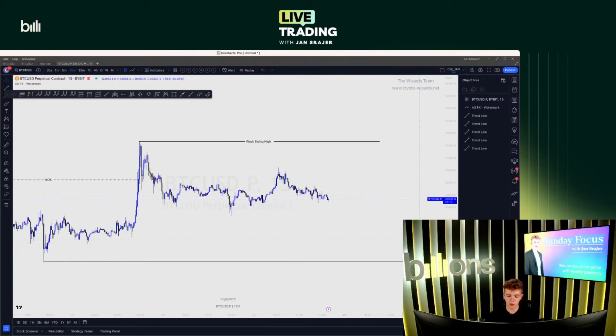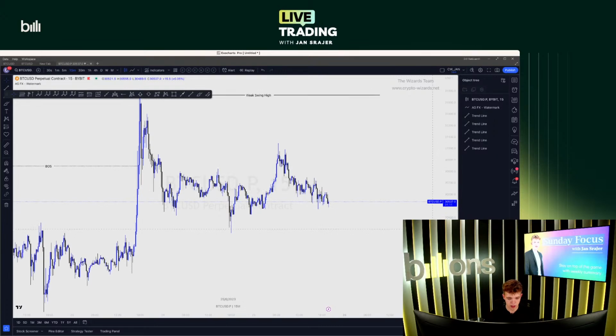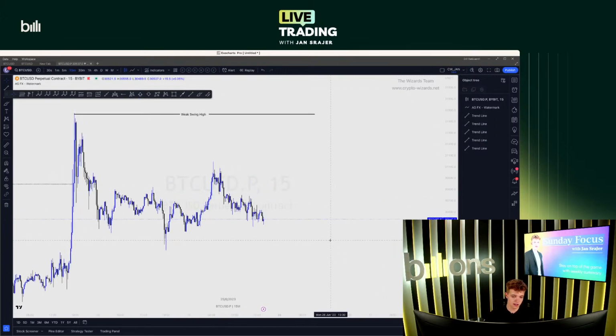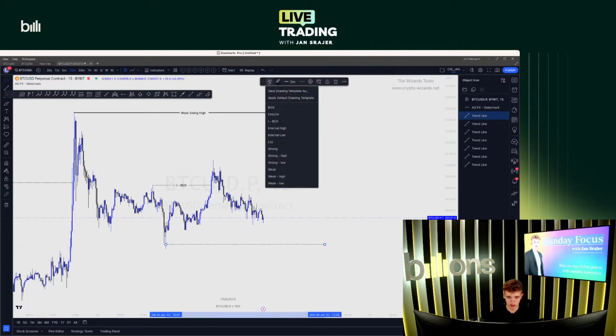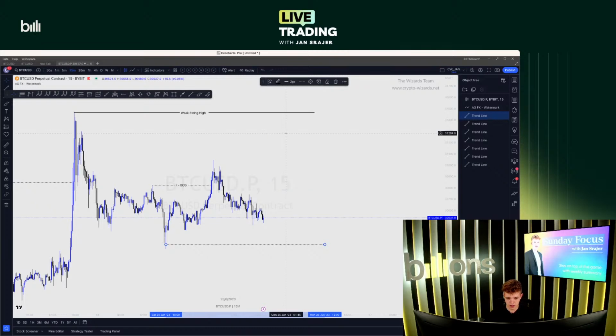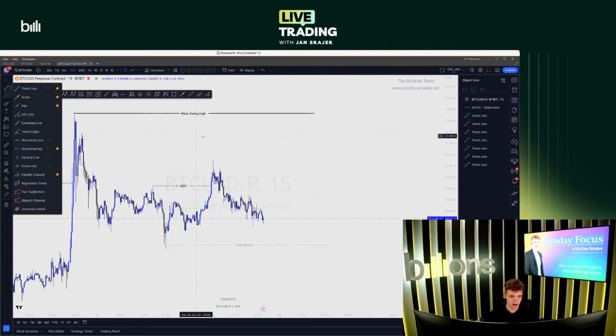What we got to do now is we need to be marking out the internal structure. What's internal structure? Well, that's simply what marks the local structure that you are getting inside that bigger structure, right? So for me, that's going to be IBOS right here. So we got an IBOS, break of internal structure, from local downtrend to the uptrend, which forms the internal low on a 15 minutes. So that's going to be right here. This is your internal low, and now this is going to be the internal high.